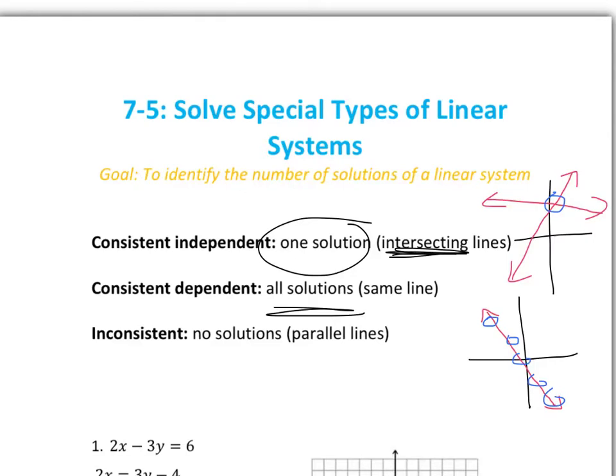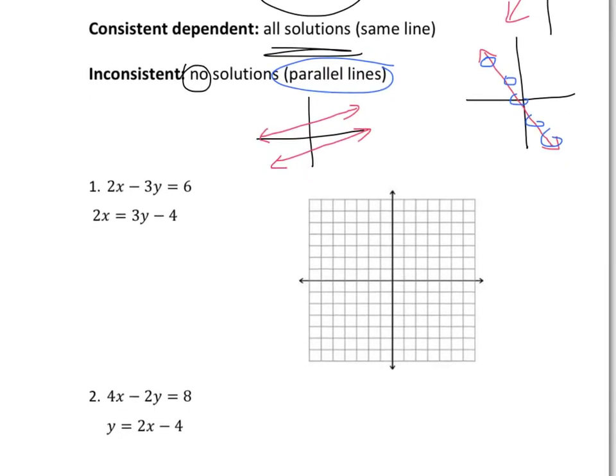Okay, and lastly, an inconsistent system of equations is one that has no solutions. What this is going to look like is parallel lines instead of the same line or intersecting ones. So this third option here, if we have this line and this line, they're never going to touch each other. Because they never touch each other, they never intersect, there's going to be no solutions at all to them. So that's for parallel lines. So those are three types of linear systems: consistent independent, consistent dependent, and inconsistent. Let me show you how this works through examples.